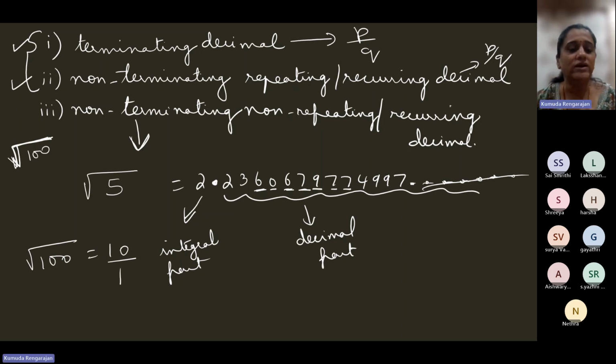Okay, so square root of 100 is 10, and 10 is 10 by 1. 10 is an integer, 1 is an integer. Integer by integer is a rational number. So square root of 100 is a rational number, because the value of square root of 100, I'm sorry, I said square root of 10, the value of this one is 10, which is 10 by 1, integer by integer, rational number.